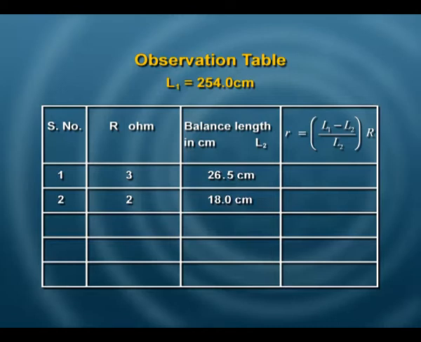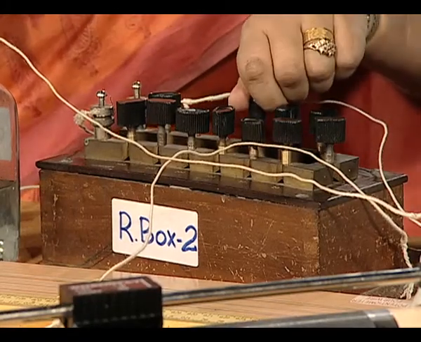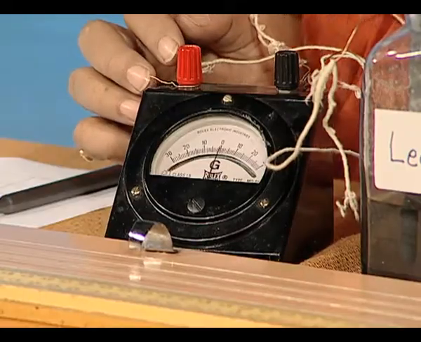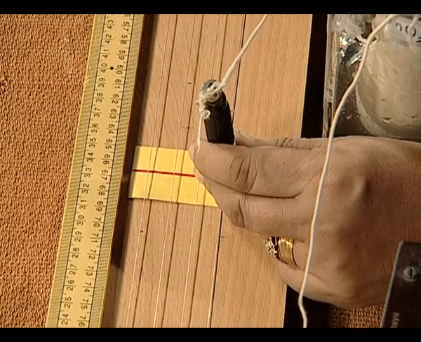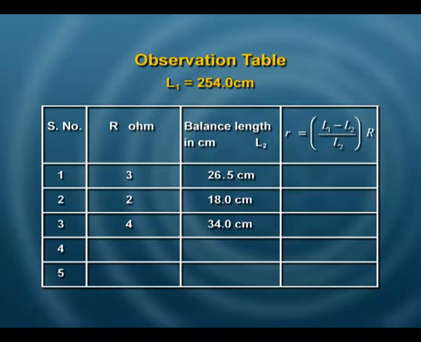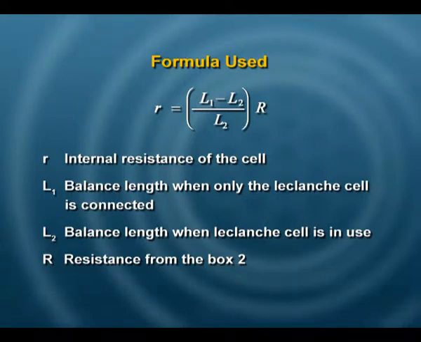Take for 4 ohms. Look for the null point on the first wire, 34 centimeters. You can take more readings like this, at least 5 you should have, and for each of them you are going to use the formula. The resistance of the cell is equal to L1 minus L2 upon L2 multiplied by R. This R value for each reading will be the one that you have taken out from the resistance box.